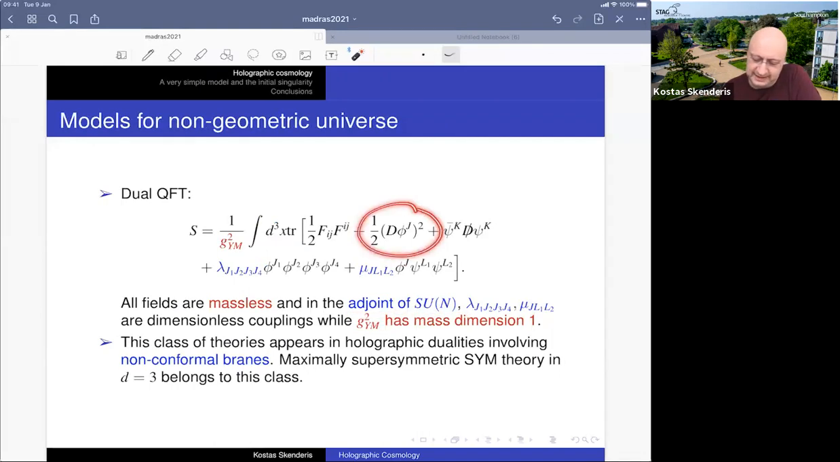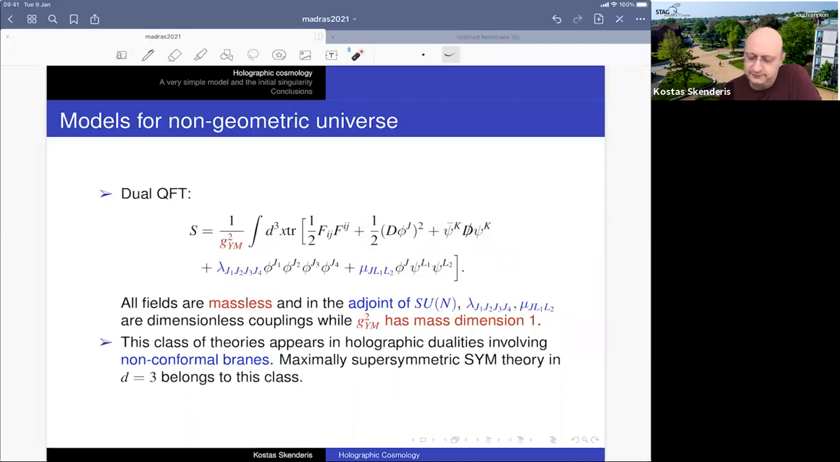We have a number of scalars. We have a number of fermions. We have no mass term, so it's very important these are massless. And we only have phi to the 4 and Yukawa couplings. Now you need these two properties in order for the theory to have a so-called generalized conformal structure.